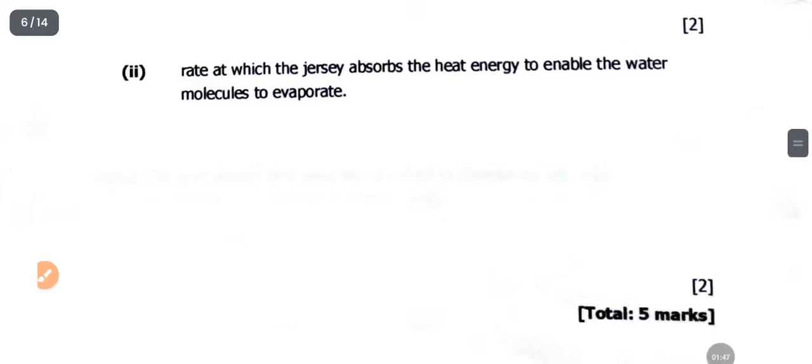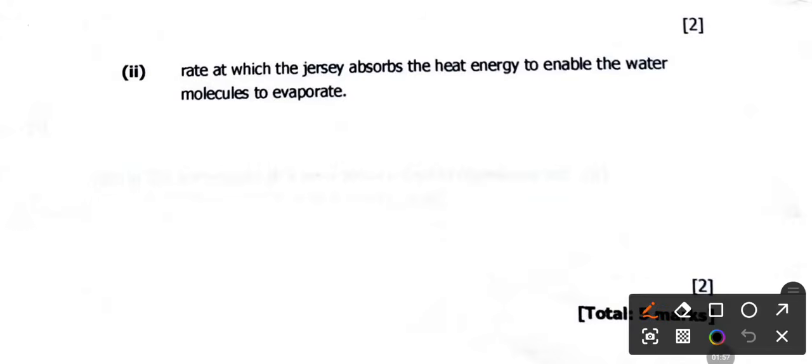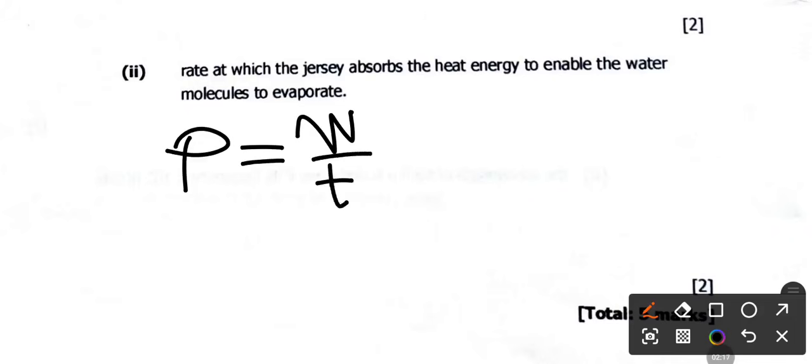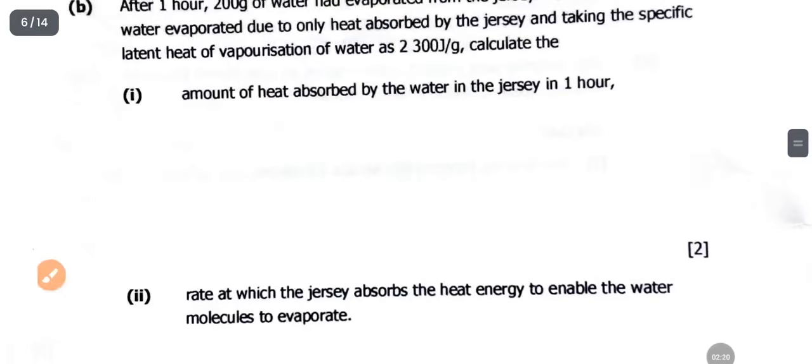Then number 2 says rate at which the jersey absorbs the heat energy to enable the water molecules to evaporate. So this question is indirectly asking us to calculate the power, because the definition of power is the rate at which work is done. So here we'll use the formula that says power is equal to work over time. Okay, so what's my time? My time is 1 hour.